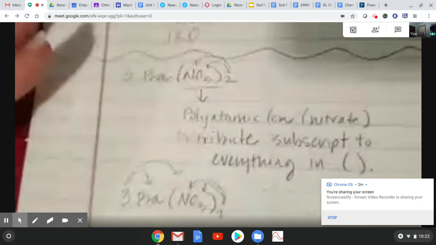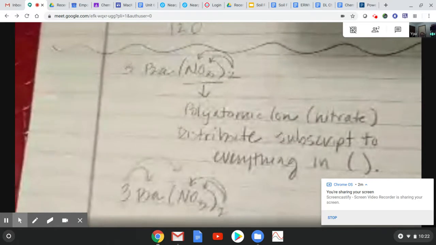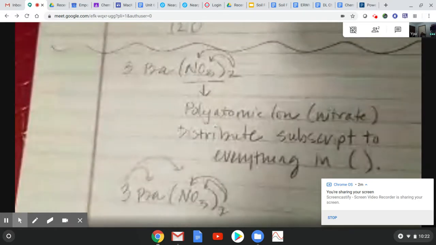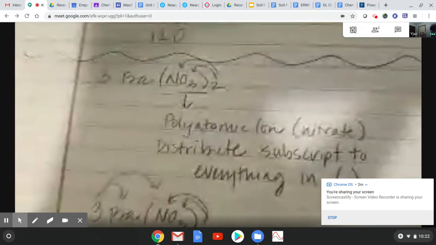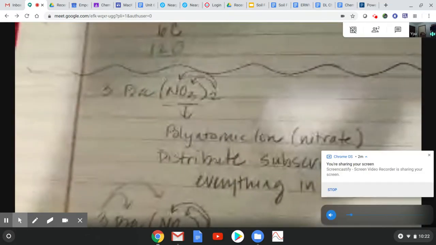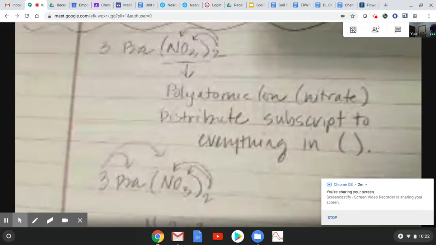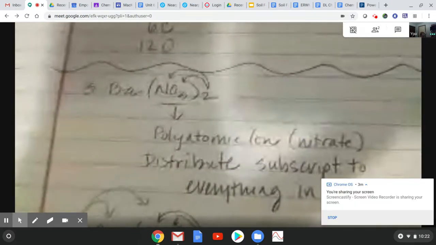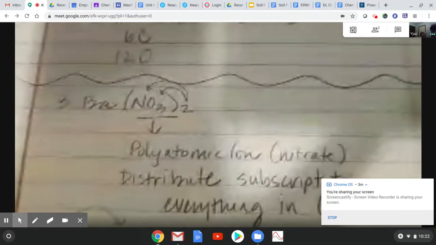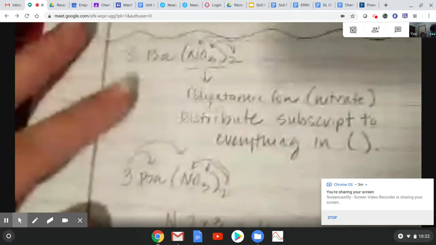The next one, an example, is doing something that has a polyatomic ion in it. So this one has nitrate. And that polyatomic ion is going to be grouped together. Ooh, there's a lot of feedback. So the polyatomic ion is nitrate.